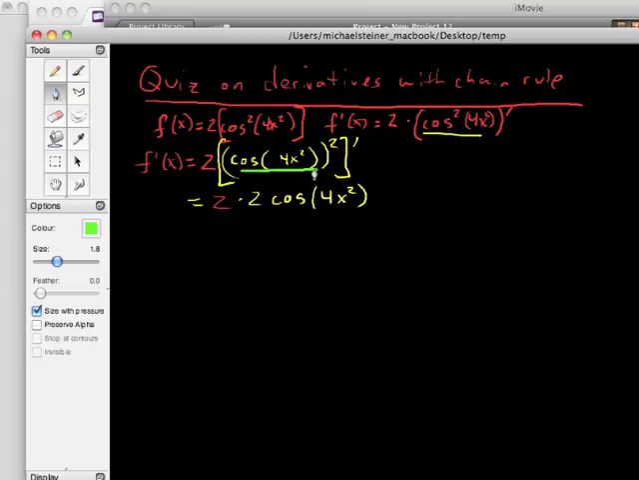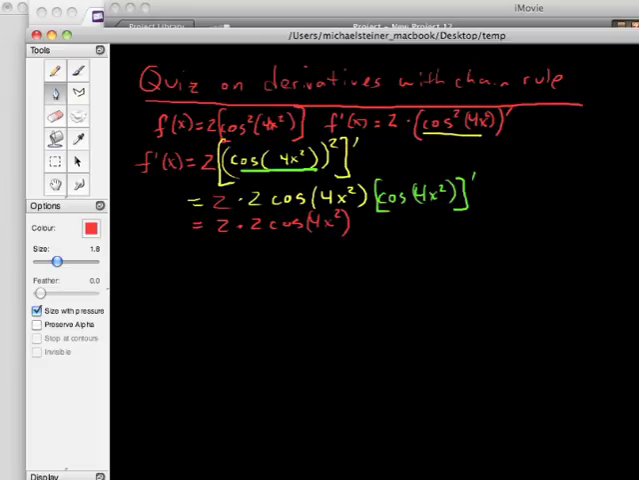We just use the power rule on cosine of 4x squared. So I'm going to write cosine of 4x squared primed. Okay? Well, this is equal to, I'm just going to switch to red here, 2 times 2 times cosine of 4x squared. Most people forgot to do this derivative, or they took the derivative of 4x squared at this point, but you still have to take the derivative of what was inside.